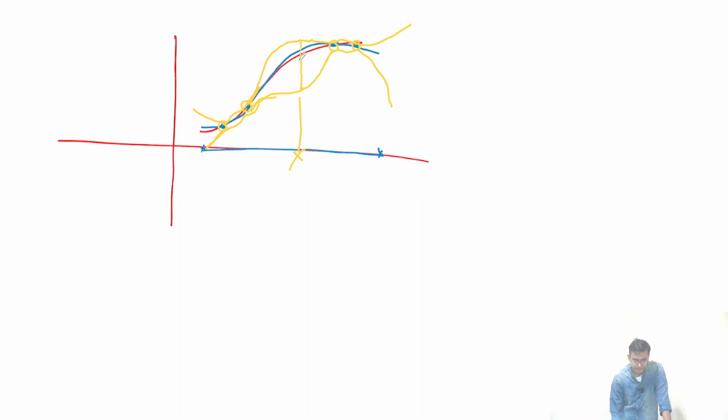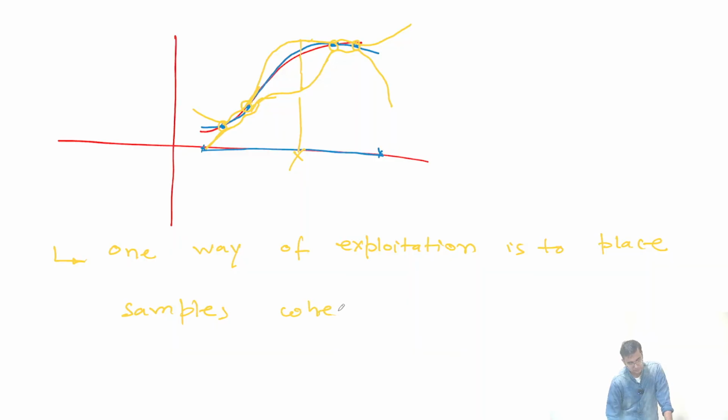Okay. So the idea is that one way of exploitation is to place samples where uncertainty is maximum, right?